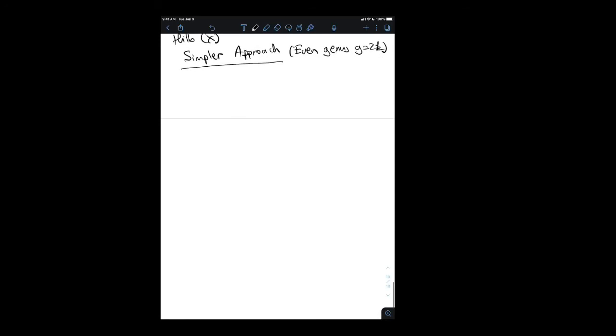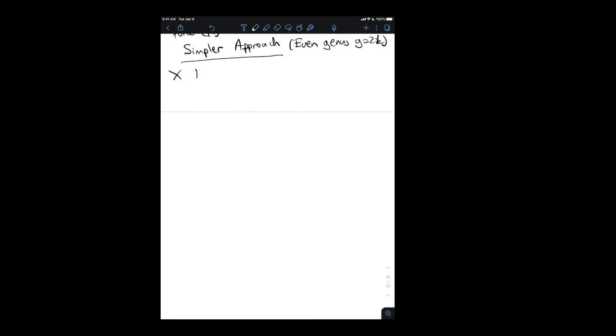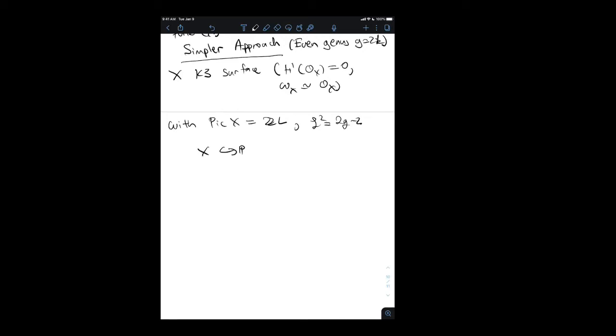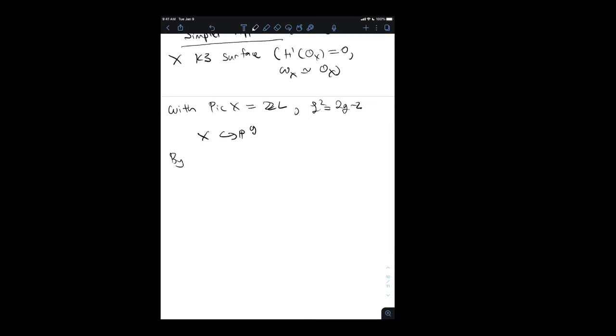Okay, so the starting point is the same as Bazan. You let X be a K3 surface. A K3 surface has, by definition, H1 OX equals 0, and the canonical bundle is trivial. And if you pick a general K3 surface of genus g, then the Picard group of X is generated by a line bundle L. Okay, so by the adjunction formula, any curve in the linear system L gives you a canonical curve.